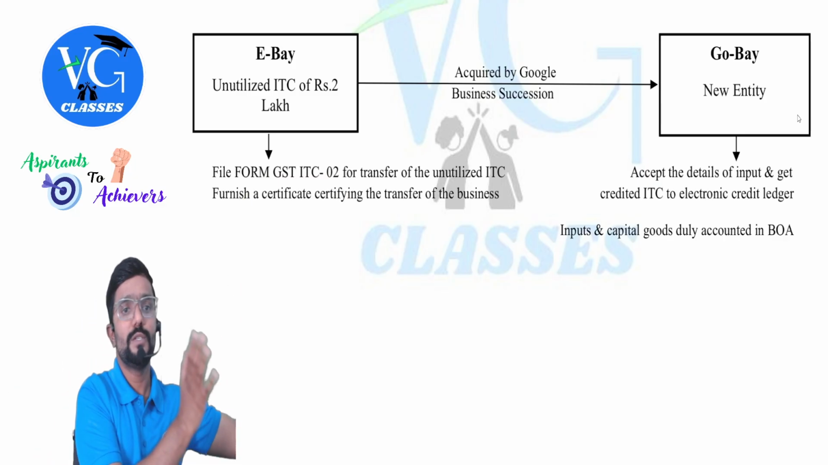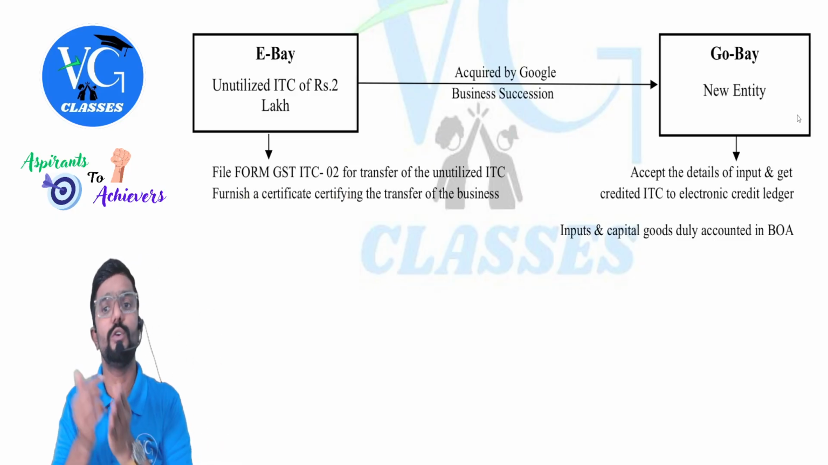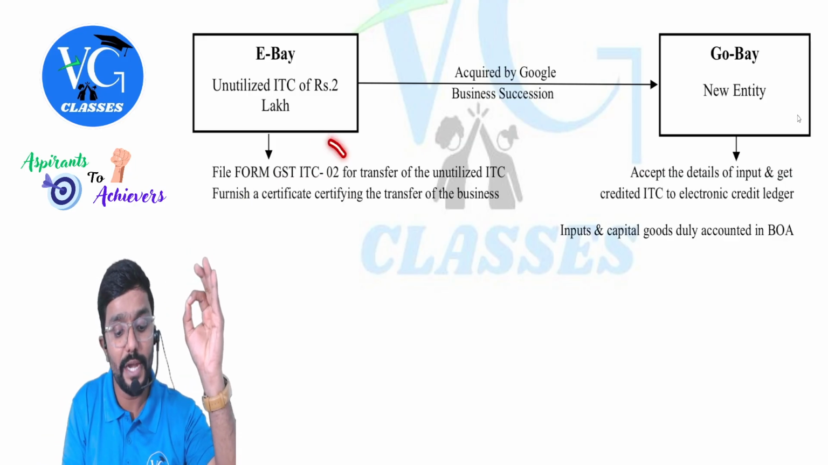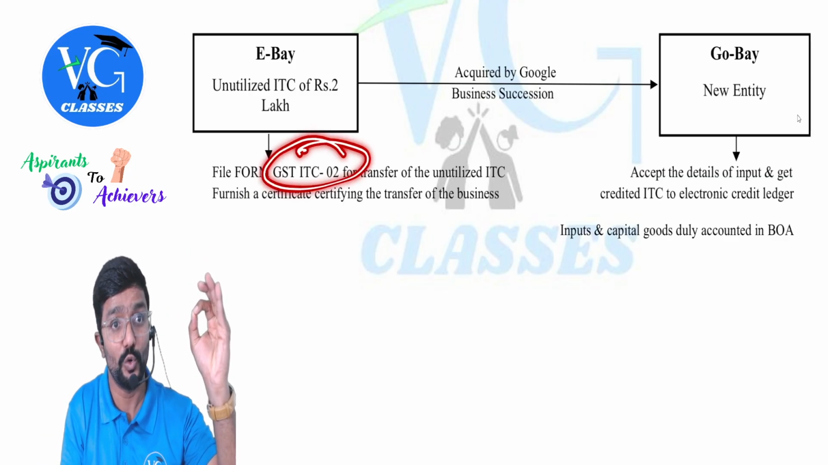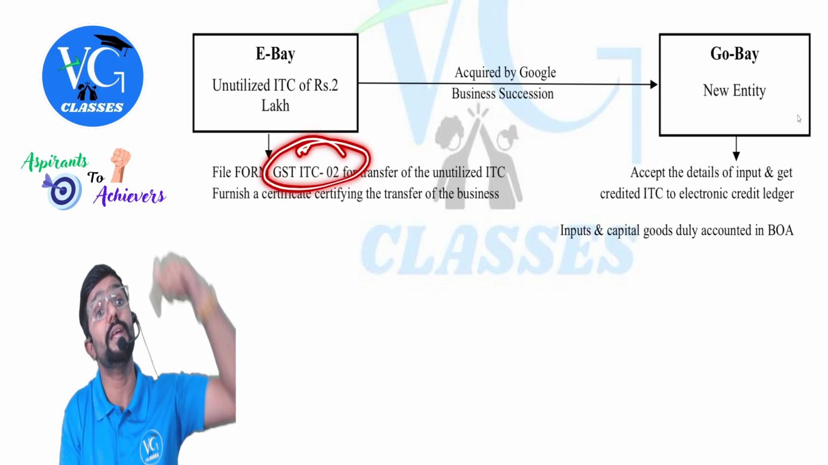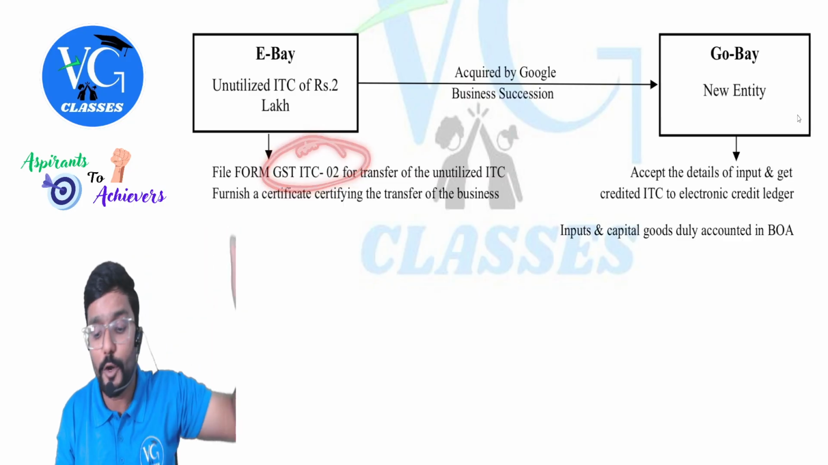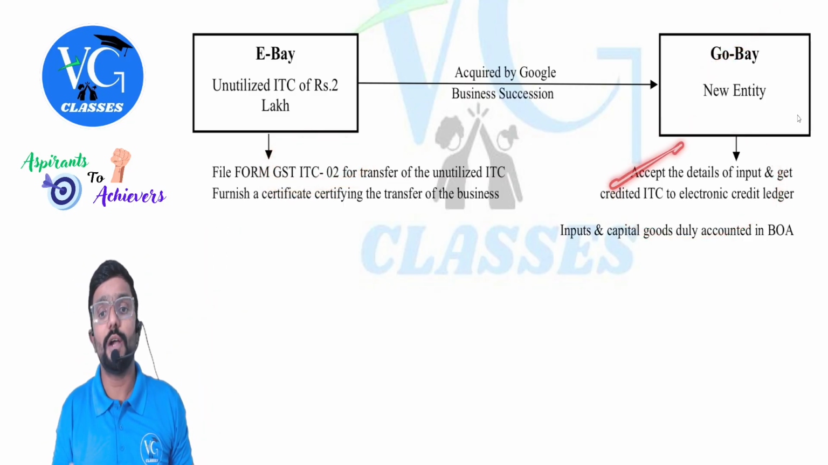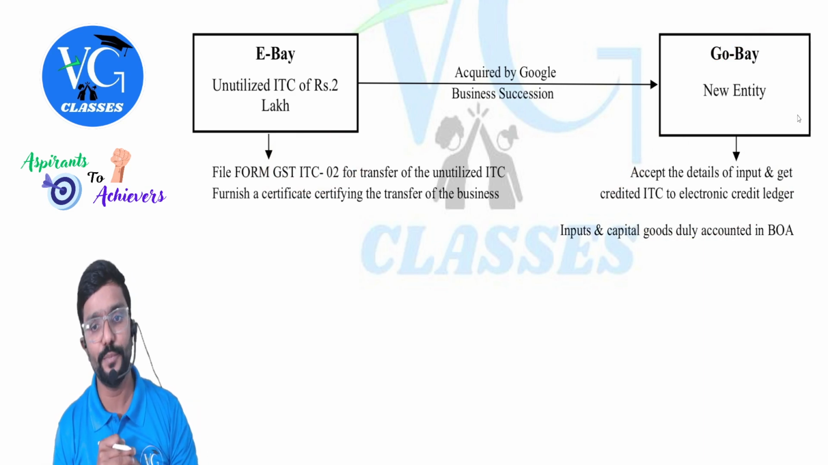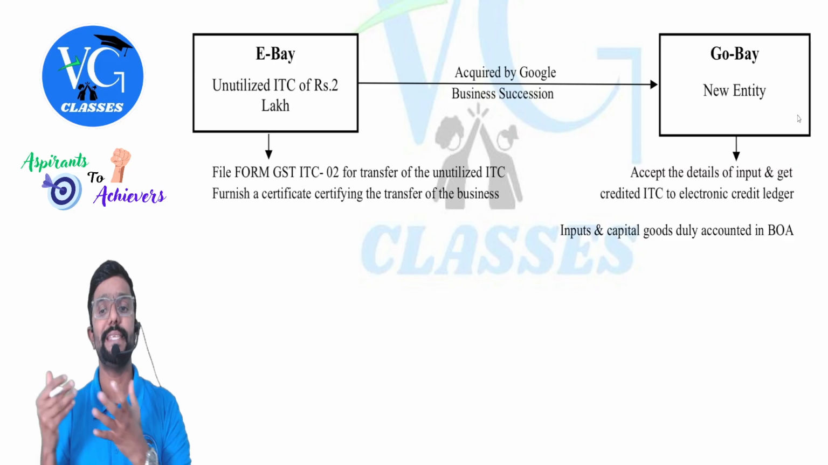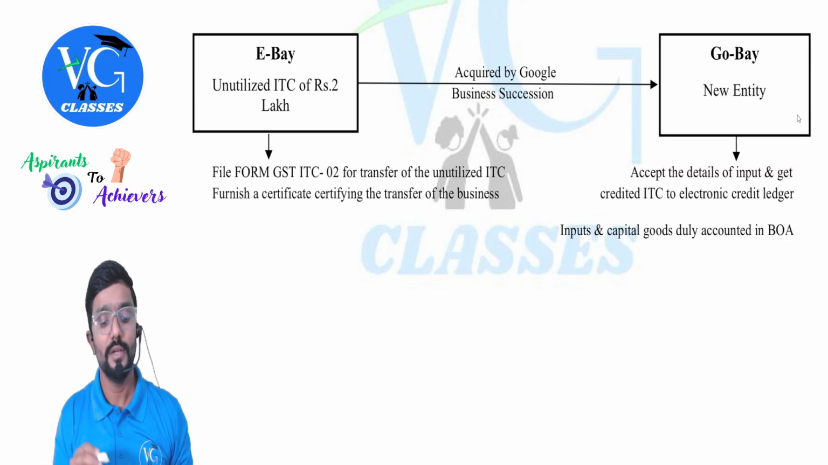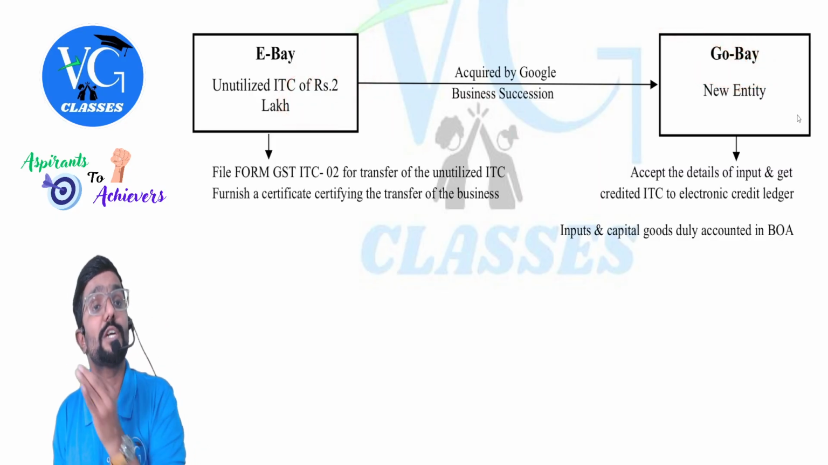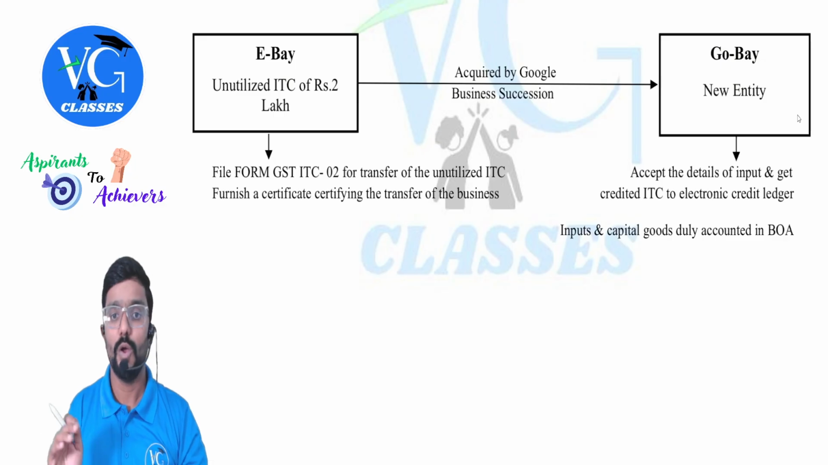Okay, fine, sir. So eBay did this. Now what should Gobe do? Whatever details eBay has given in GST ITC-02 on the GST portal will automatically reflect to Gobe. So Gobe should accept the details of input and get the ITC credited to the electronic credit ledger. This 2 lakh will get auto-credited to Gobe's electronic credit ledger.